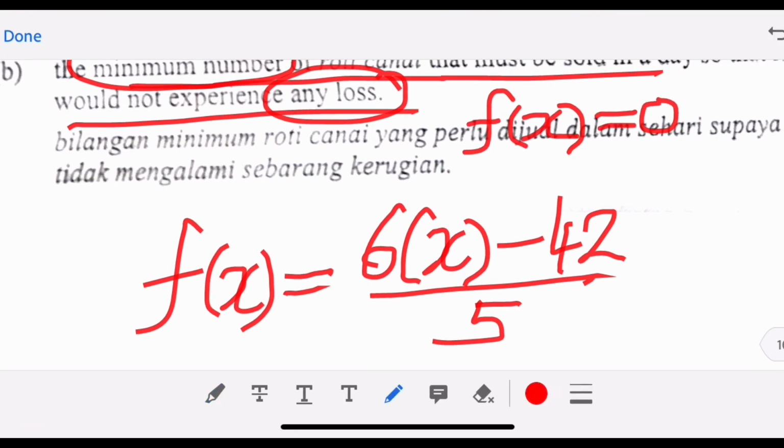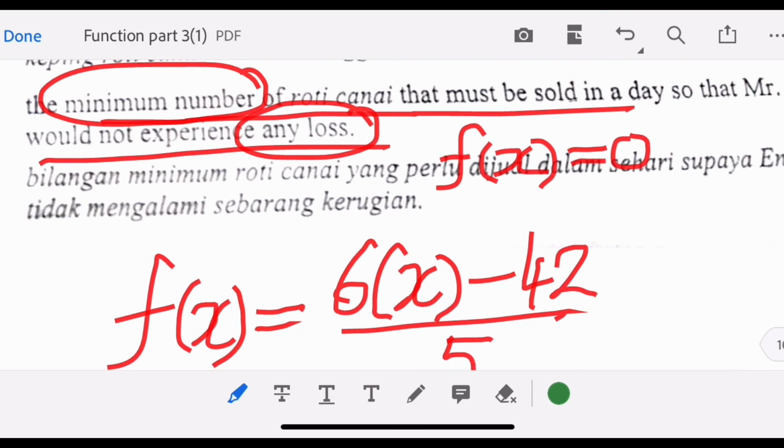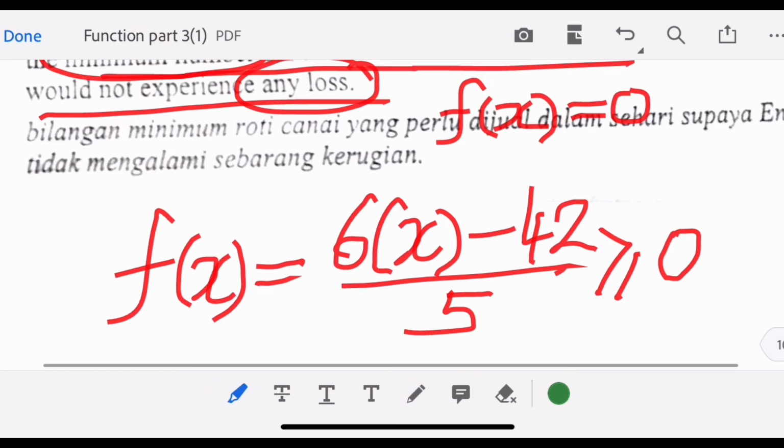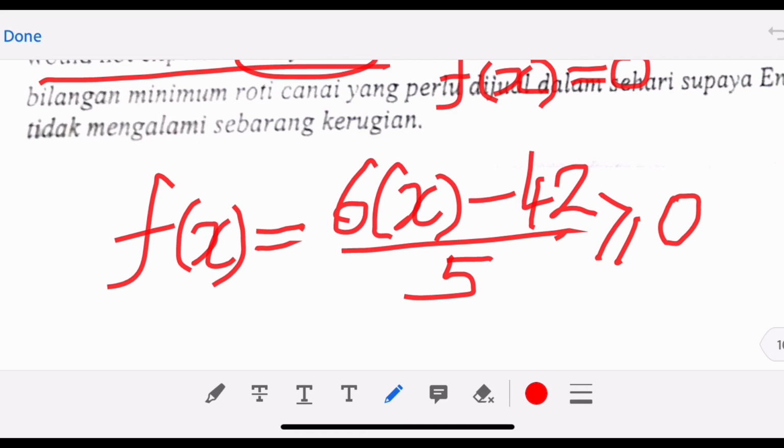It's quite okay for me, but it's not so logical. The question says would not experience any losses, so it should be at least earn more than 0, or can be equal to 0, because if equal to 0 means no loss, right? It can be 0. So it must be more than or equal to 0, this way.